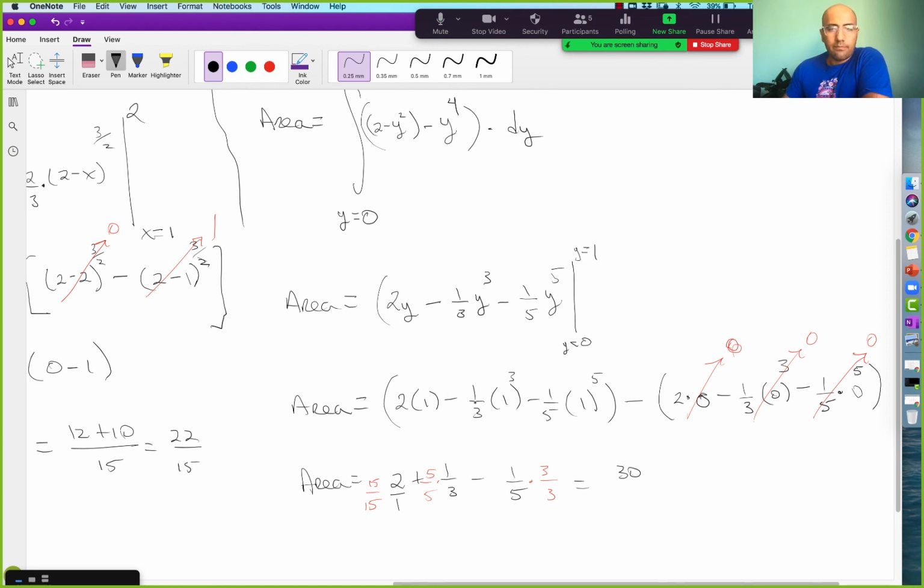Oh wait, why is that a plus? That should be a minus. Sorry, right here. There should be a minus there and a minus there. Okay, so it should be 30 minus 5 minus 3 all over 15, which leads to exactly the same answer we had before, 22 over 15. Area equals 22 over 15.